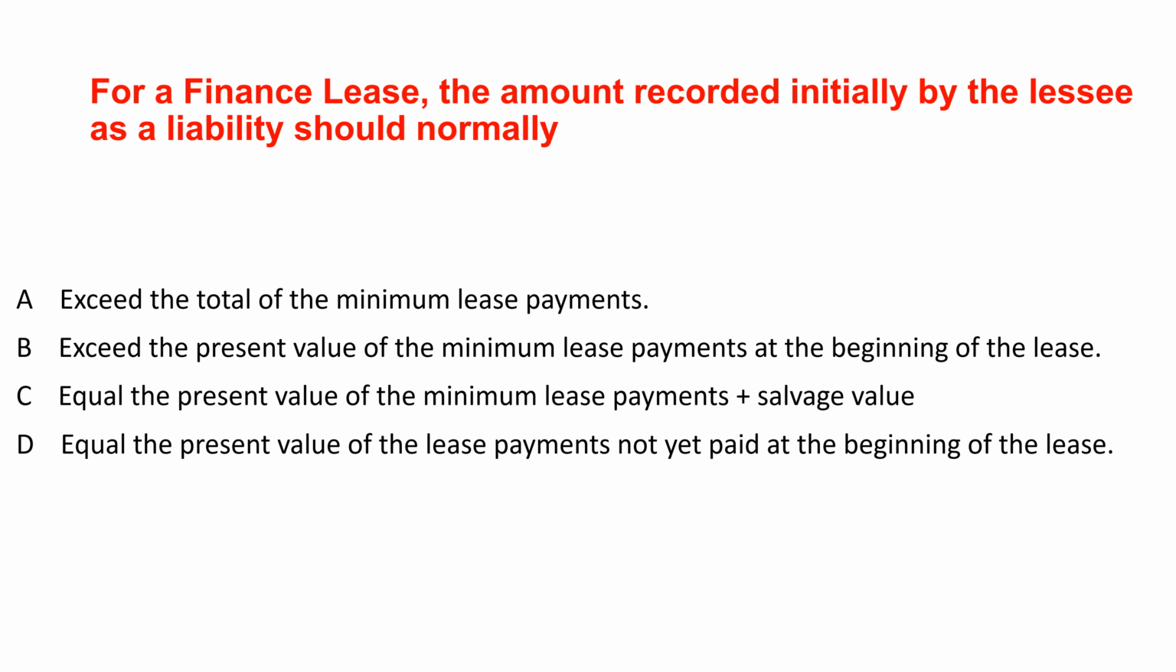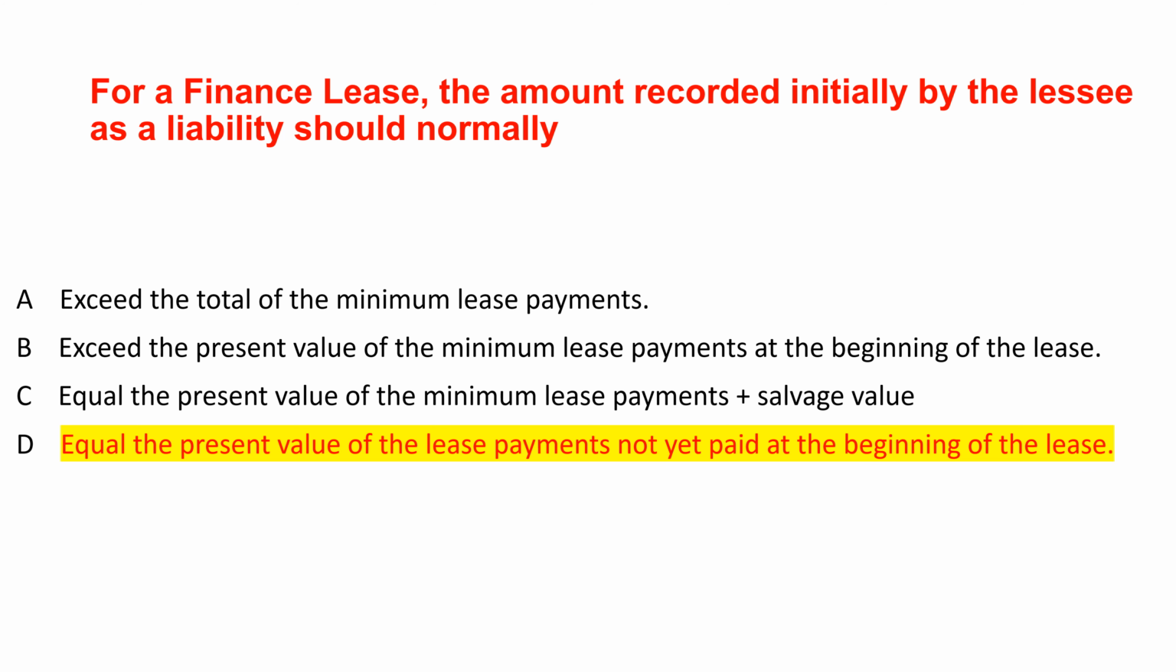Next question. For a finance lease, the amount recorded initially by the lessee as a liability should normally. The correct answer is D. At the start of a finance lease, a lessee records both a right-of-use asset and a lease liability, each valued at the present value of the remaining lease payments.